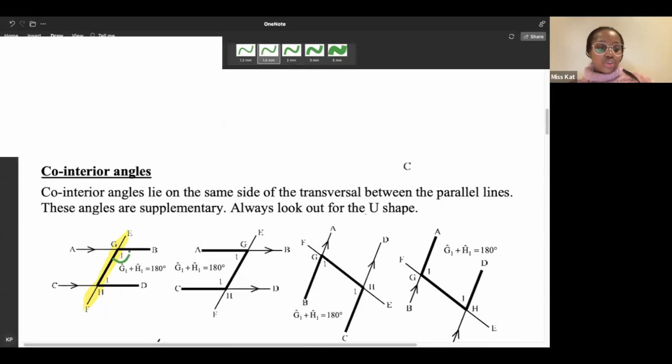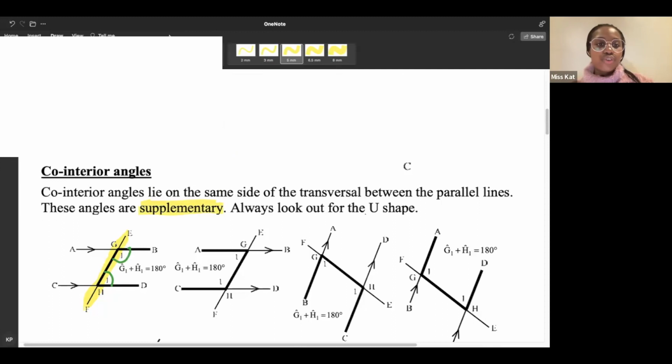These in the middle, G1 and H1, would be co-interior angles. And our definition tells us that these angles will be supplementary. Can we remind each other, what does supplementary mean? If I say angles are supplementary, they add up to 180.